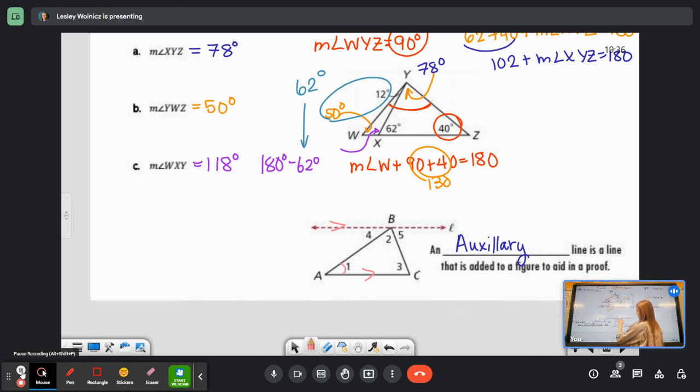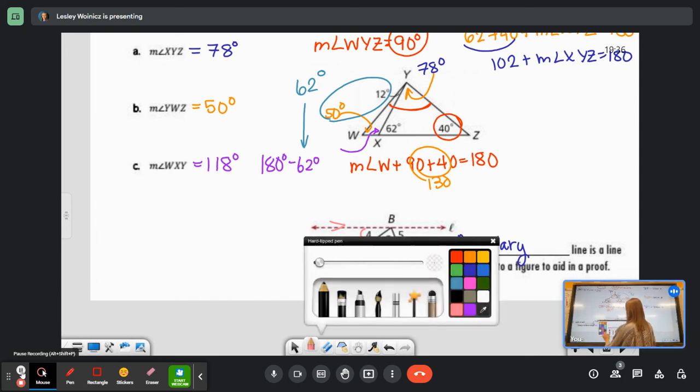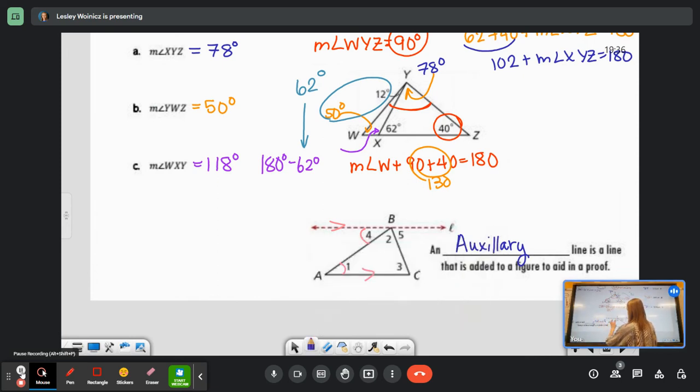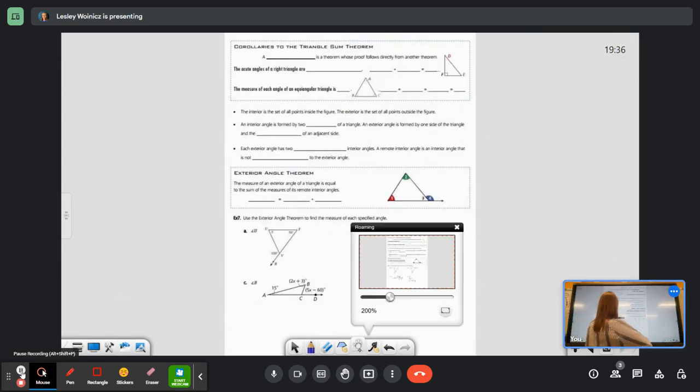I have alternate interior angles here that are suddenly congruent. I've got another pair of alternate interior angles that are suddenly congruent. Boom, boom, boom. If I am needing help solving a triangle, I can use that auxiliary line and get all those fun angle relationships to exploit. All right, next.